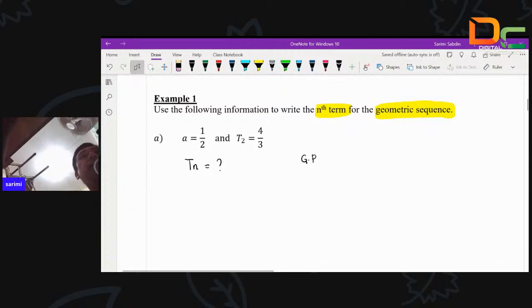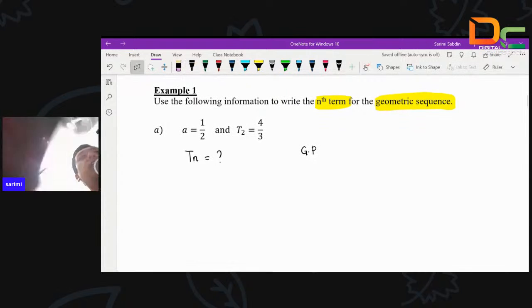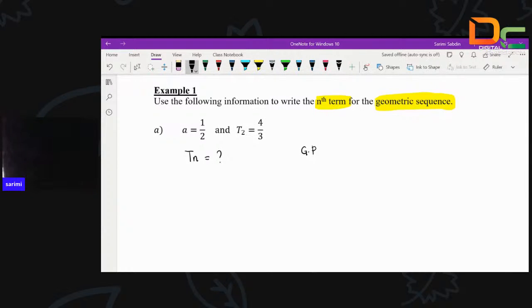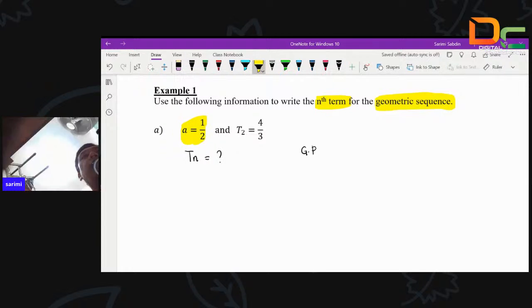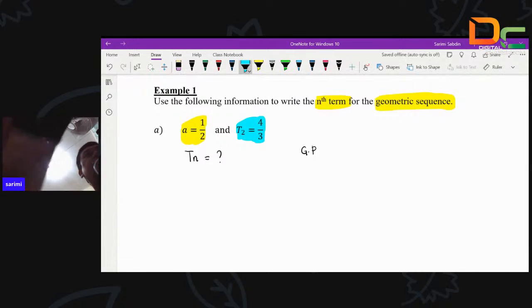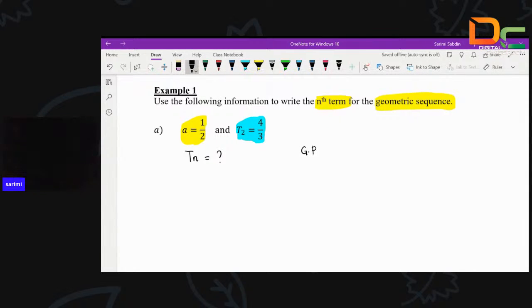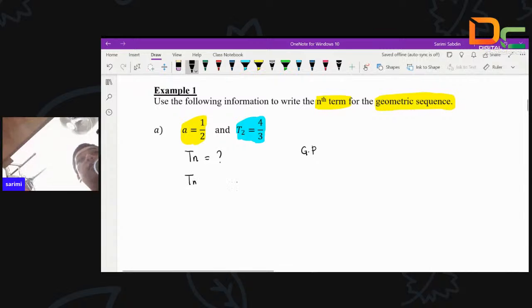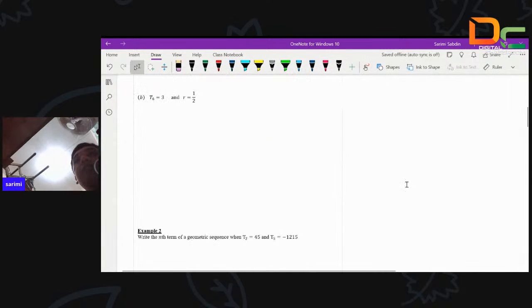So we know what we want to find. We want to find Tn, and then we need to list down all the information that we have. Here the information is already given: the value for A, which is the first term, and the value for the second term, T2. So to find Tn in general, kita ambil formula tadi.